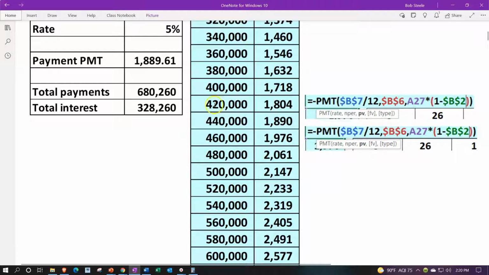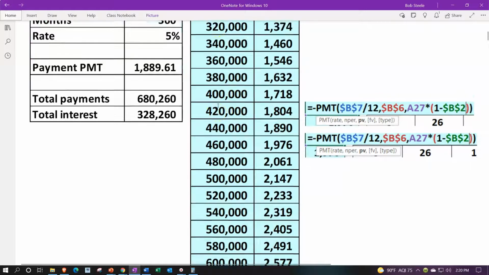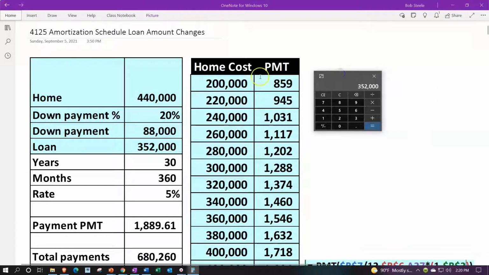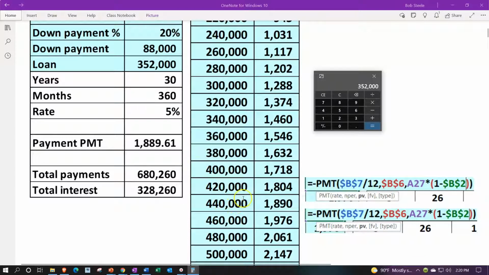However, we're trying to get from the home cost to the loan amount. So in our calculation up top, we're going to say that there's 20% to get to the down payment. Therefore, the loan amount is going to be 80%. Or in other words, you could think of 440 as the amount of the home in this case. And if I multiply that times 0.8, which is 100% minus 20%, that means 80% is the loan value. That's going to be the 352,000.